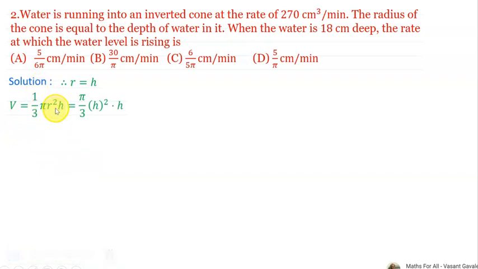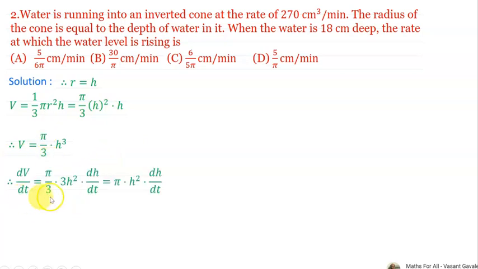Hence the volume of the cone equals 1 by 3 pi r square into H. Substitute R equals H, therefore pi by 3 H square into H, and hence the volume of the cone equals pi by 3 into H cube. Differentiate this with respect to t, therefore dV by dt equals pi by 3 into 3H square into dH upon dt, and hence 3 gets cancelled. Then you will have pi into H square into dH upon dt.